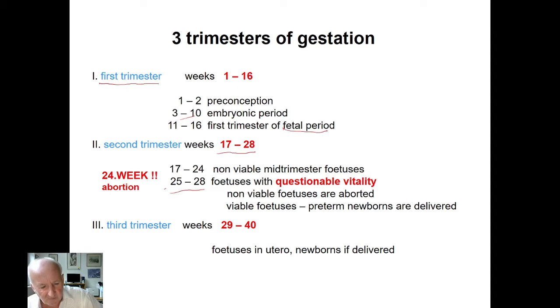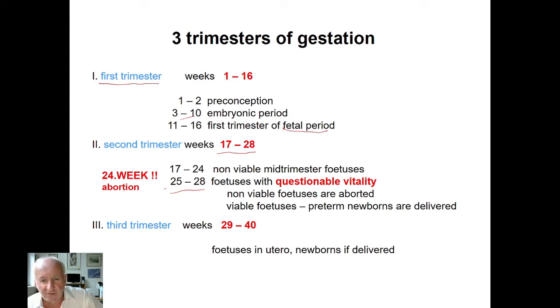Pneumocytes, of course, type 2, are starting to produce surfactant. Surfactant is a very important layer lying on the surface of your alveoli, and now it depends how much surfactant is produced around this time.